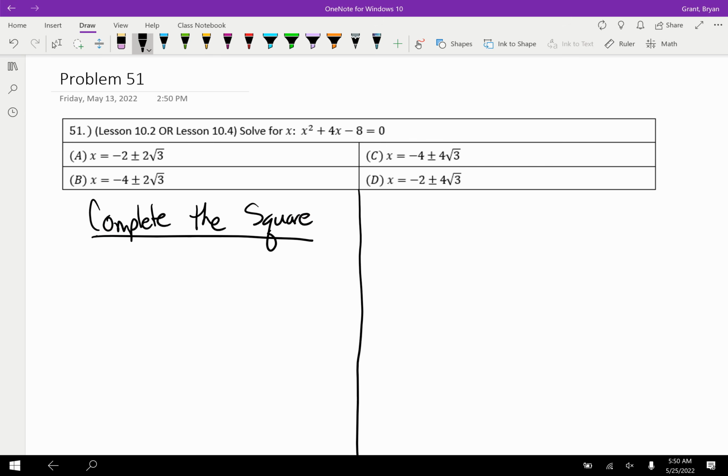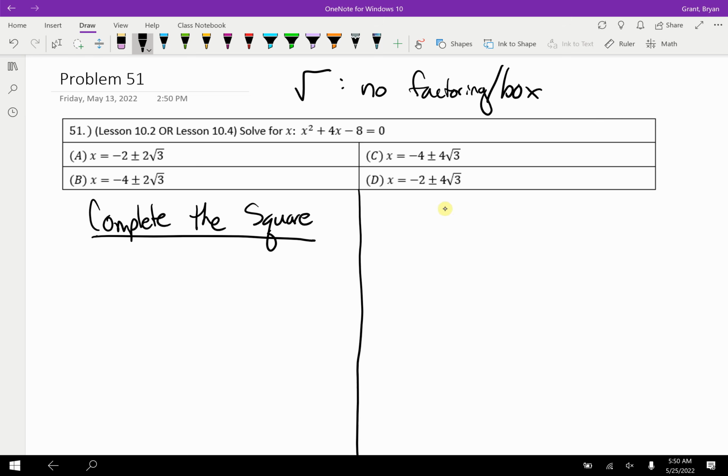The reason that I'm thinking that is because the answers all have square roots. And we should know that when we have an answer of a square root, that means no factoring, or if you call it the box, no box. Okay? So, completing the square is one option.